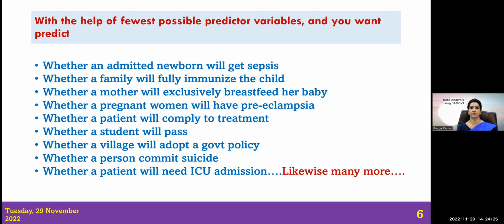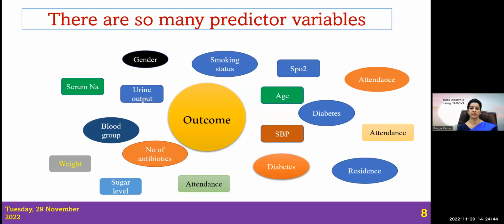So the same examples: admitted newborn will get sepsis, whether a family will fully immunize the child, patient will comply to treatment, whether a student will pass, whether a village will adopt a government policy, or whether a person will commit suicide. All these are binomial variables. But there is a problem because there are many predictor variables. Like Vikram was asking, what is a full model? Whenever you take a data set, you will see that there are many variables in it. So which variables to take in a model? How to decide that?